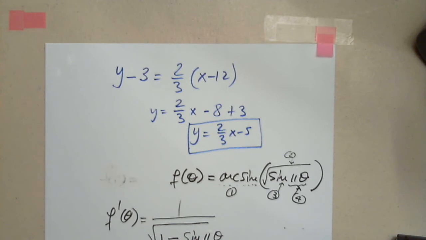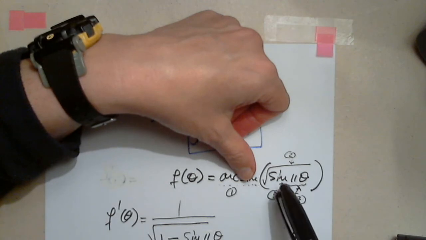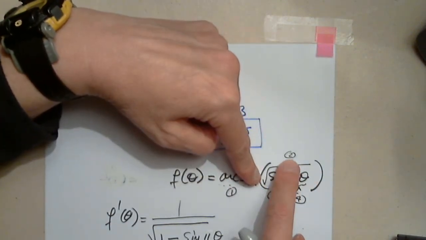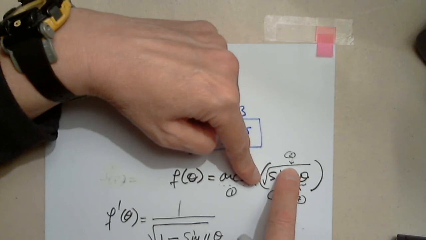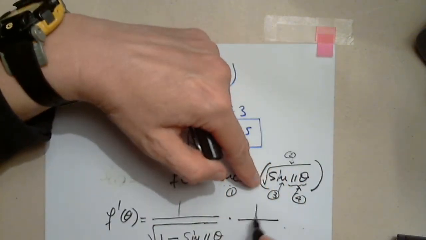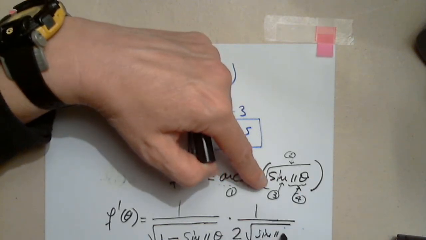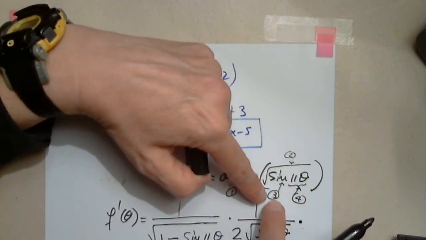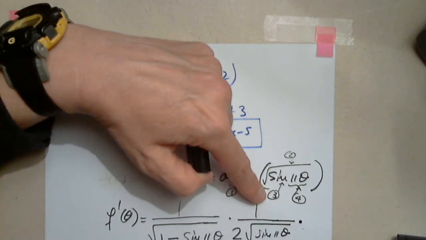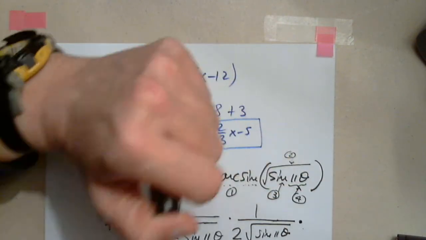Okay, so I differentiated arcsine as 1 over the square root of 1 minus this squared. But now I have to differentiate the square root. That's my second function that I have to differentiate. So this is times 1 over 2 the square root of sine 11 theta, times the inner function prime, which is function 3. So times cosine 11 theta, times the derivative of function 4, 11.